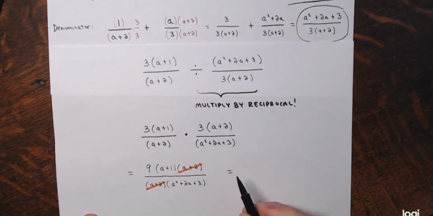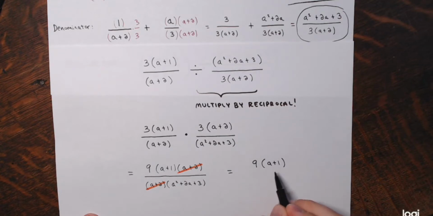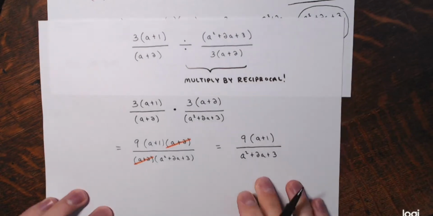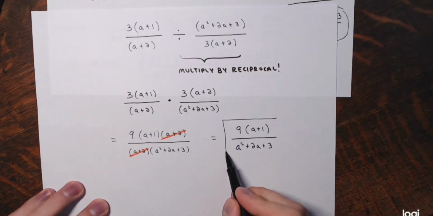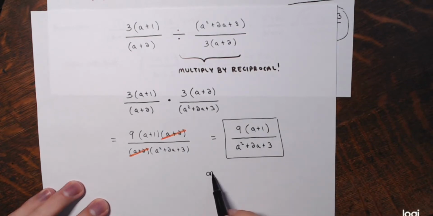And here's what I'm left with. In the numerator, I have 9 times the quantity a plus 1. In the denominator, I'm left with, and now since it's the only factor left, I don't need parentheses around it, a squared plus 2a plus 3. And there you go. This is as simple as that fraction gets. Now, if you'd like to multiply the numerator out, you can. That'd be 9a plus 9 over a squared plus 2a plus 3. Same thing, equally valid.